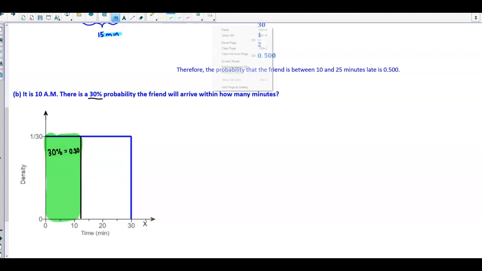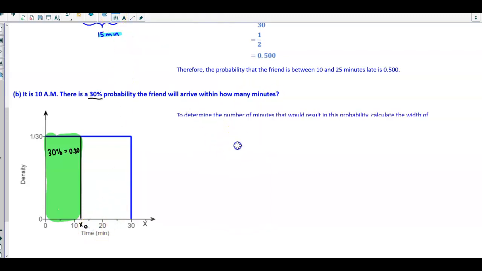Okay, and what we want to do is find out what this x value down here is that we don't know. We're going to call it x subscript 0. So keep in mind that this x subscript 0 represents the minutes, because that's what we want to find. We want to find out how many minutes there are. Okay, so to determine the number of minutes that would result in this probability, again, we calculate the width of the interval within the rectangle so that the area of the rectangle is 30% or is equal to 0.30, which we've already done.